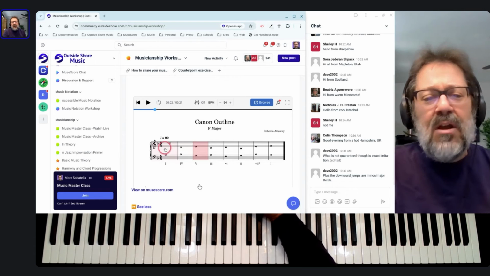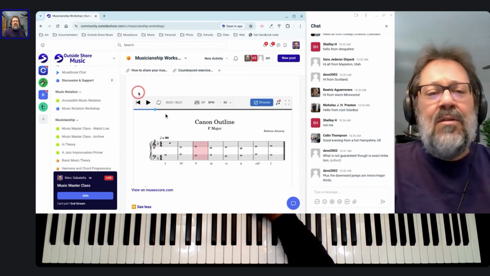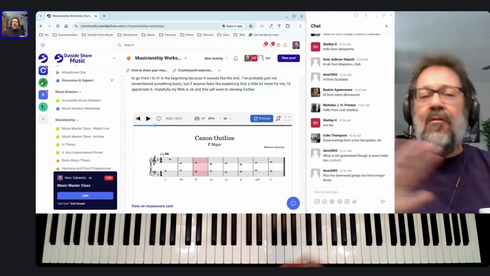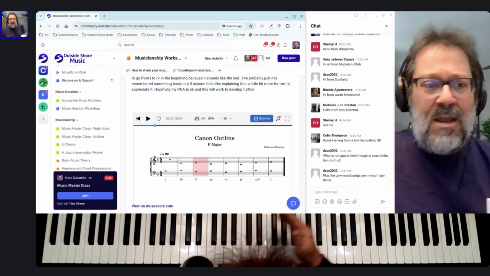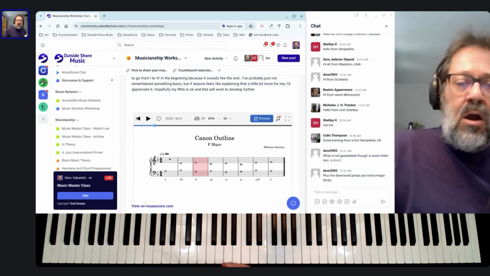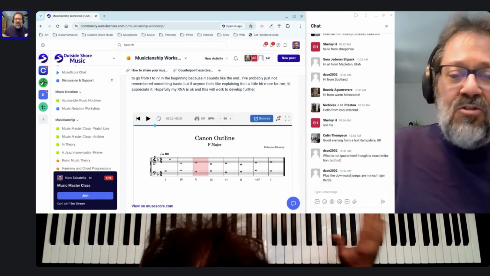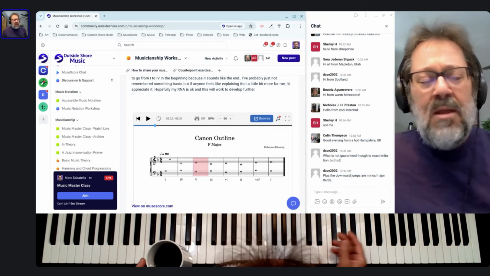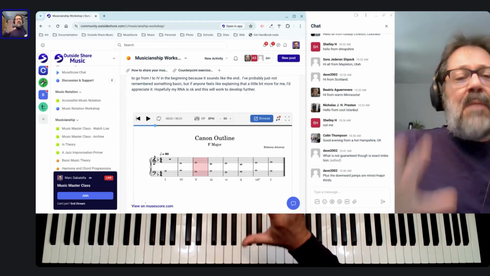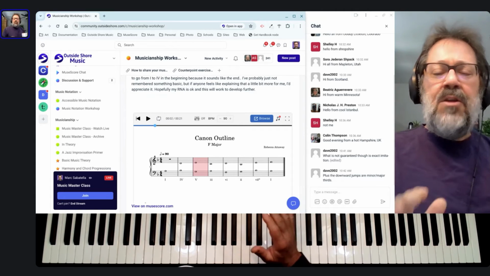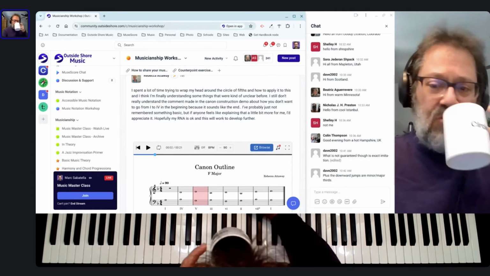And the thing is, if you're going to write a canon, the full canon, where the whole piece is in canon, maybe it's 20 measures long, you don't have to plan an outline of all 20 measures. Maybe do it 4 measures at a time or 8 measures at a time. So you can adapt this methodology to a lot of different situations.